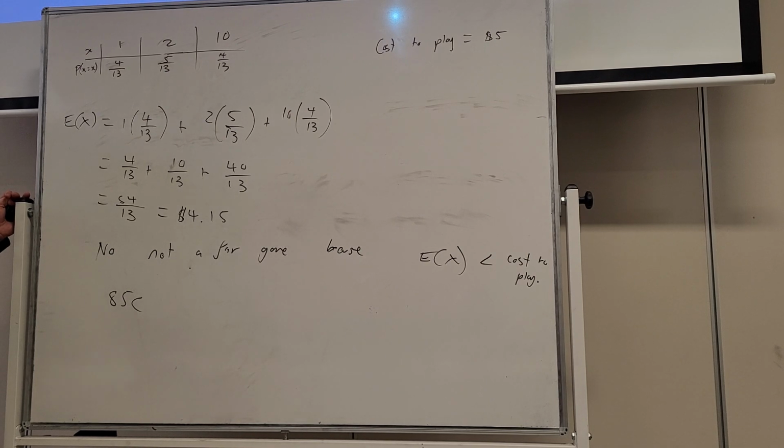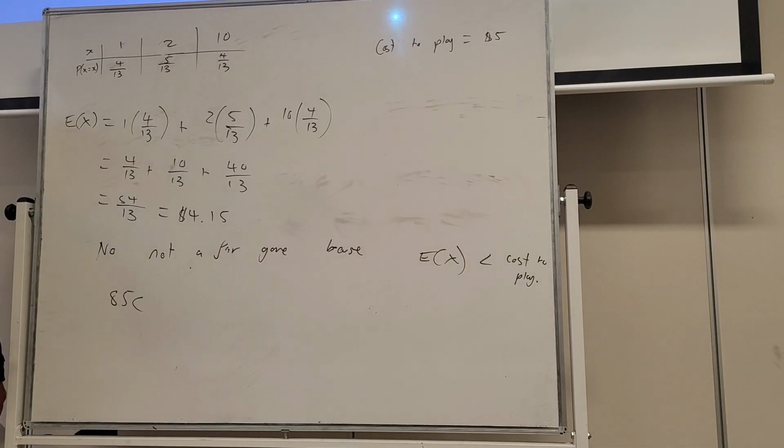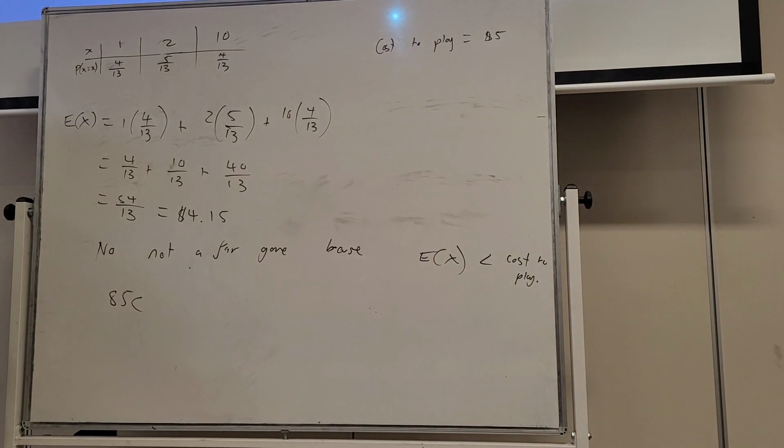All right. So that is 7C.3, fair games. All we're doing is calculating E of X, comparing it to the cost of play. They start pretty easy, but they will get a bit more complex. So let's start with that.